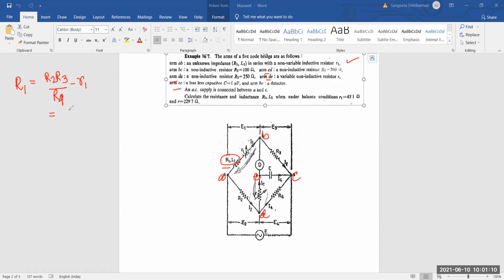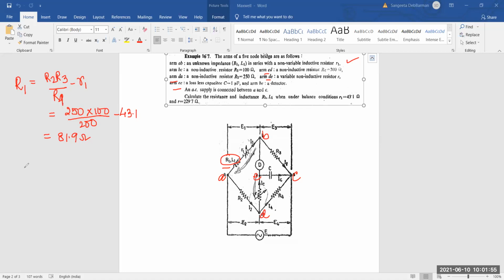So what is my R2? I can see my R2 is 250. My R3 is 100, and my R4 is 200, isn't it? My R4 is 200, yes. And my small r1 is 43.1. So kindly do the calculation and tell me the answer. R1 equals 81.9 ohm. Yes, 81.9 ohm, exactly. So from this question we were about to find R1, and we did it.